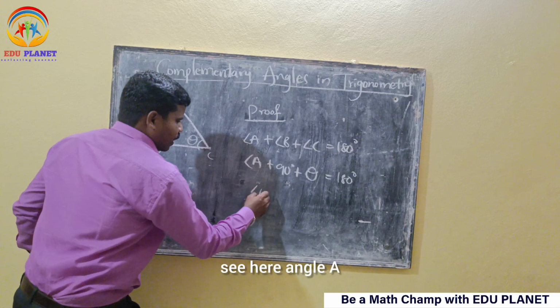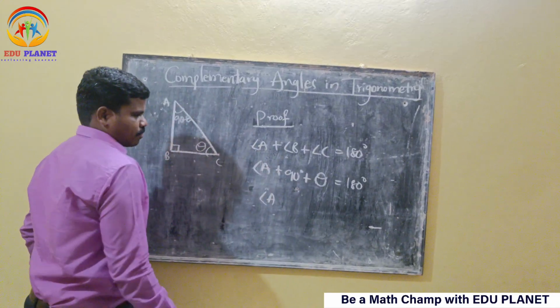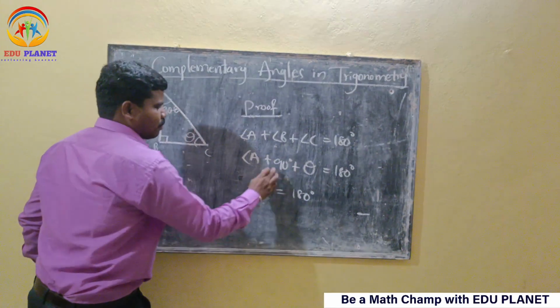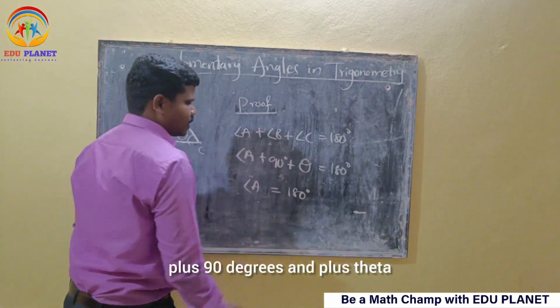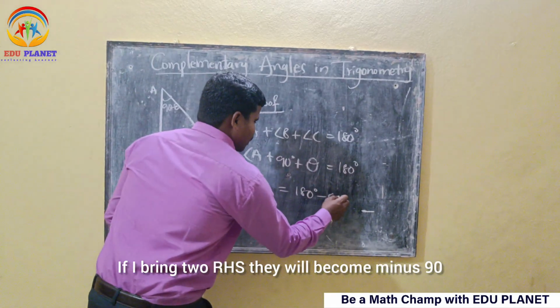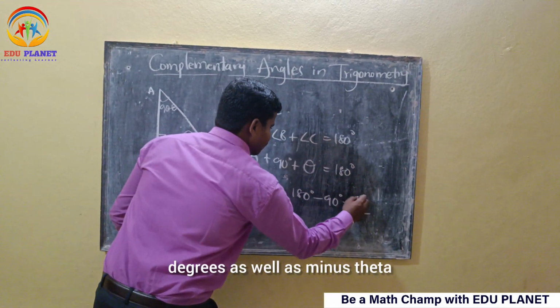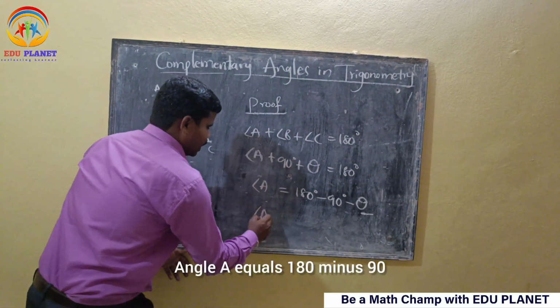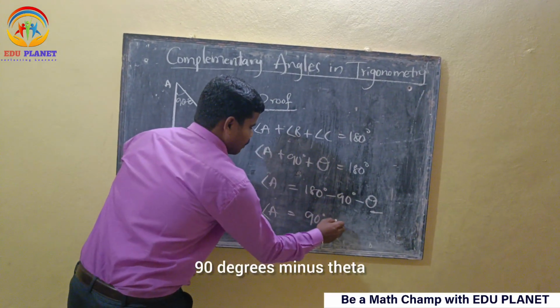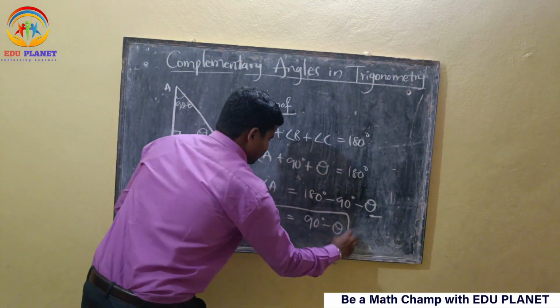See here, angle A equals 180 degrees minus 90 degrees minus theta. If I bring them to the RHS, they become minus 90 degrees as well as minus theta. Angle A equals 180 minus 90, that is, 90 degrees minus theta. Yes.